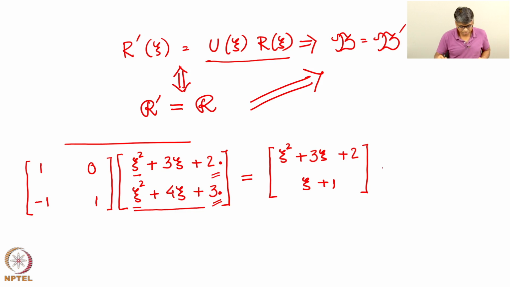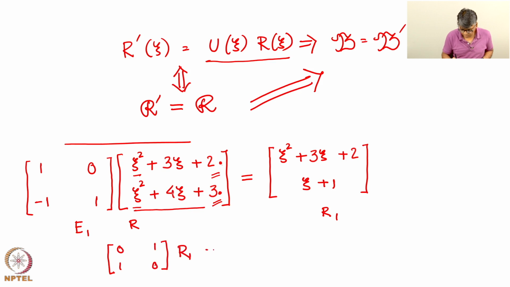and then I do a little permutation. Okay. So, let me call this matrix E1. This is of course R. So, E1 times R is this R1. Okay. I am going to multiply this further by E2. What is my E2? E2 is just a little permutation. This is E2. This multiplies R1, and that produces xi plus 1. It just permutes the two rows, and xi squared plus 3 xi plus 2.